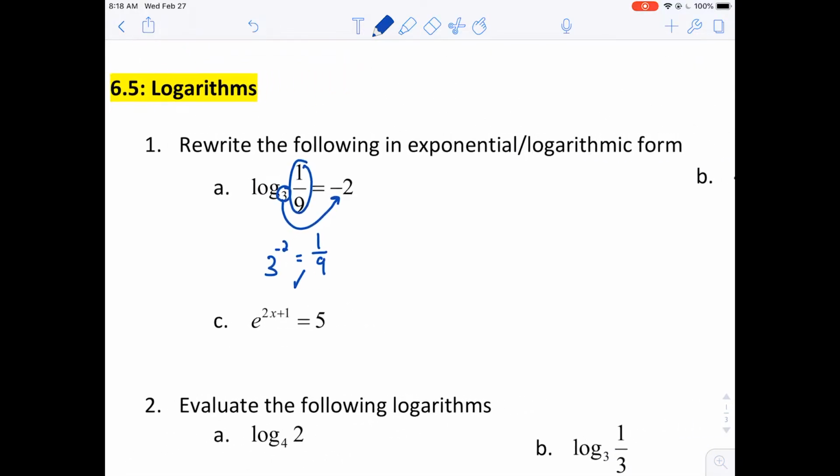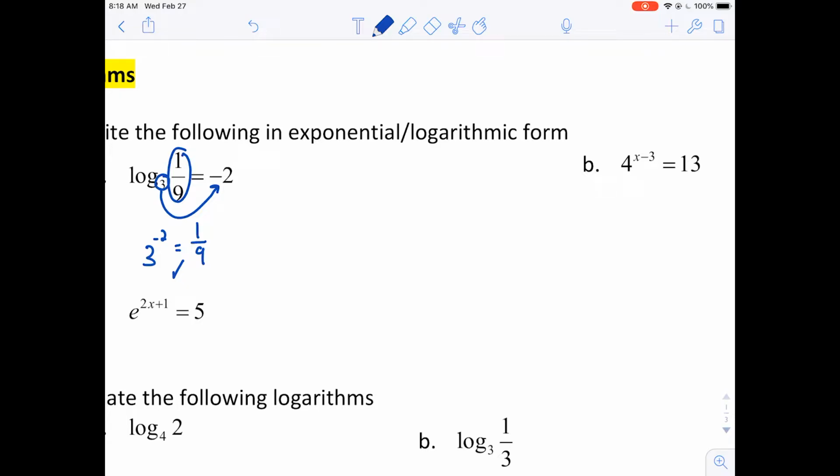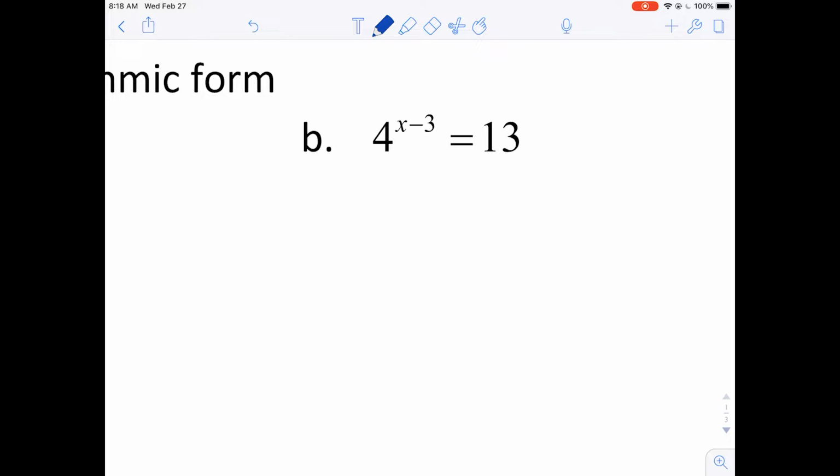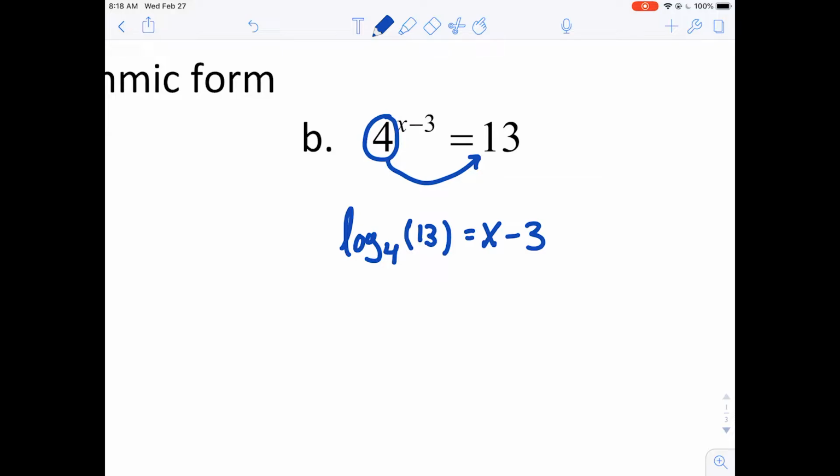Okay? So another example of that. Now let's go backwards in part B. The base of the exponent always needs to match the base of the log. So we're going to write log base 4. Whatever's on the opposite side is the thing that goes next to the log. So log base 4 of 13 equals x minus 3. These two things kind of switch places. This would go to this side, and this would go to this side.